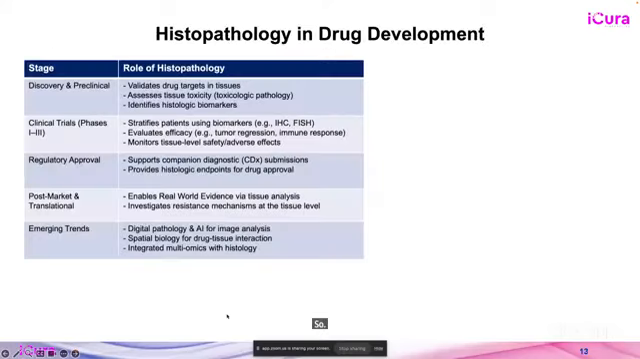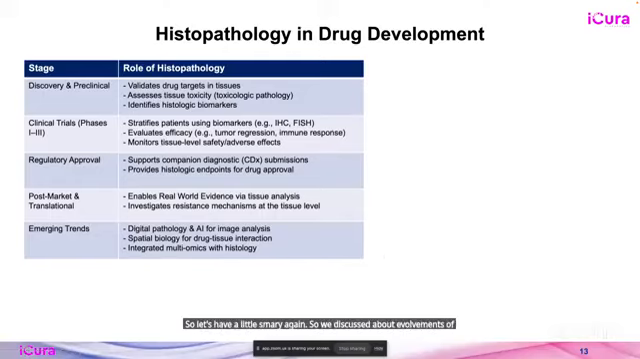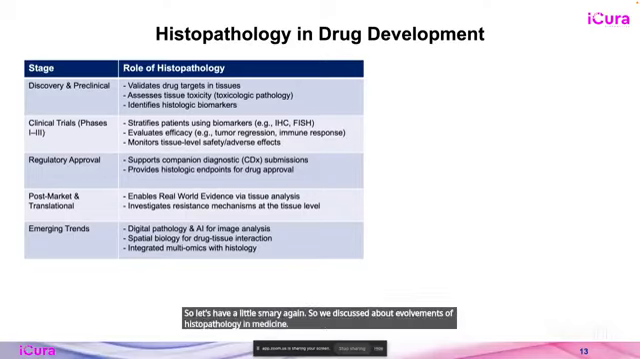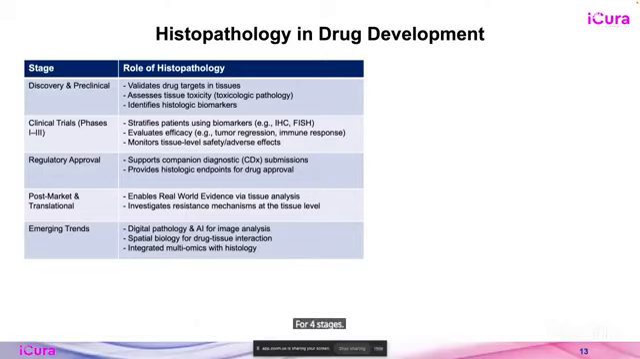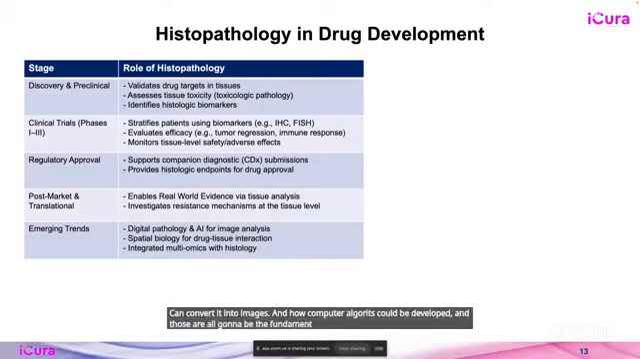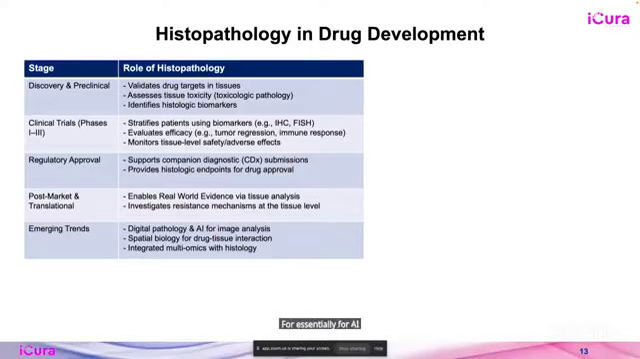So let's have a little summary again. We discussed the evolvement of histopathology in medicine through probably four stages. In each stage, we discussed the things that human eyes are trying to capture. We also proposed how computer vision, basically a digital camera sensor, can convert it into images, and how computer algorithms could be developed. Those are all going to be the fundamentals for raw data, essentially for AI developments.